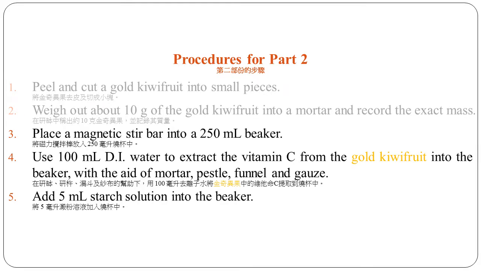Step 3. We need to place a magnetic stir bar into our 250 ml beaker, and then use 100 ml water to extract the vitamin C from the gold kiwi fruit into the beaker with the aid of mortar, pestle, funnel, and gauze. And step 5. Add 5 ml of starch solution into the beaker. Let's see a video.